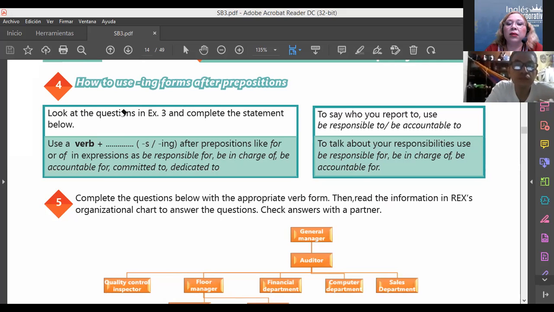Aquí. Pero no quiere decir que después de todos los to va a ir el ing, ¿me entiende? Pero solamente para for y para... En eso sí he notado que prácticamente sí la lleva. Vale, ahora le voy a poner unos ejemplos para que los vea. ¿Okay? Esto es hablando de responsabilidades, ¿verdad?